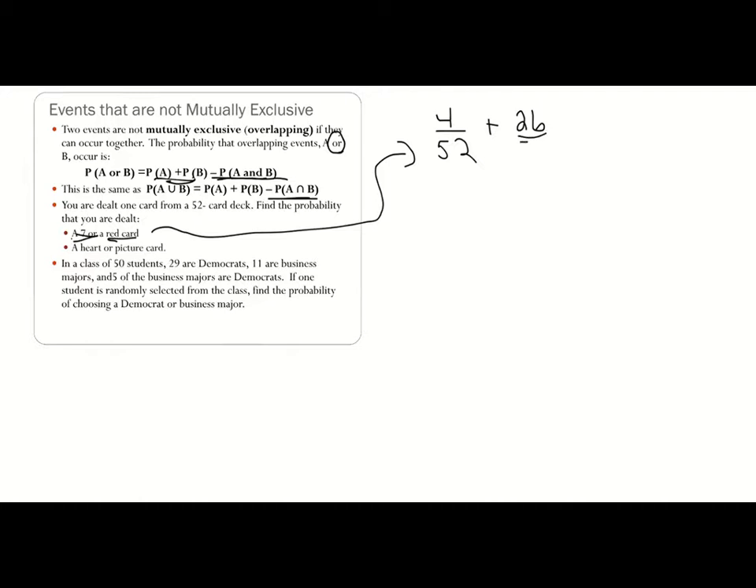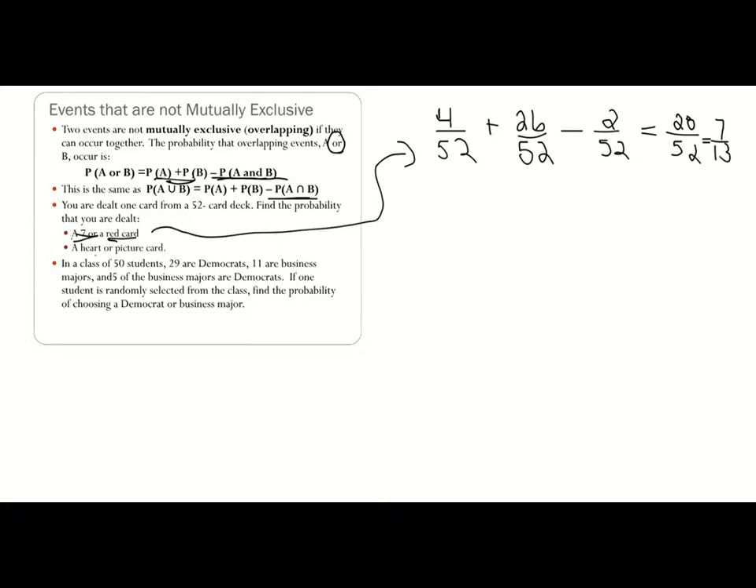out of 52. But if we look, 2 of my 4 sevens are also red cards, so I counted them twice. My overlap then is going to be 2 out of 52 because 2 of my sevens are also red cards. So then when I do the math, I end up with 28 out of 52, which simplifies to 7/13.